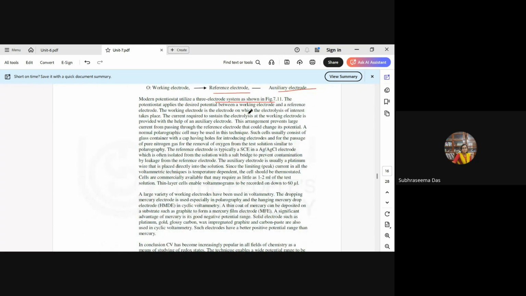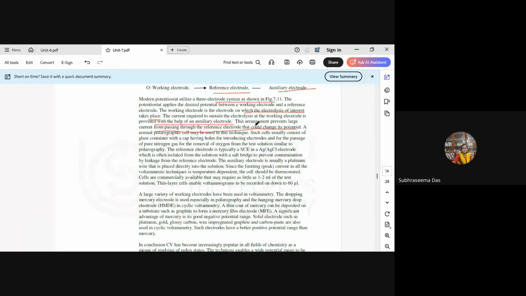The working electrode is the electrode on which the electrolysis of interest takes place. The current required to sustain the electrolysis at the working electrode is provided with the help of an auxiliary electrode. This arrangement prevents large current from passing through the reference electrode that could change its potential.